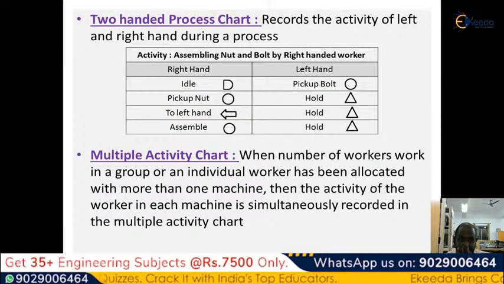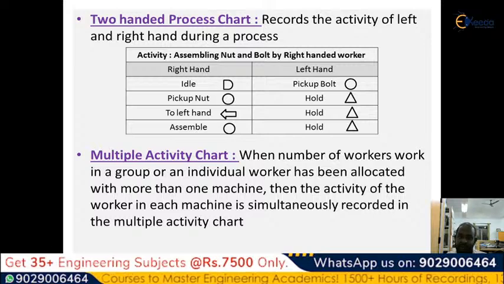So the next process is going to be a two-handed process chart. This is what I am talking about. It is going to record the activities of both the left hand and the right hand during a particular process. So say I have given a simple activity, just assembling the nut and bolt for a right-handed worker. So this is the job being given to him.